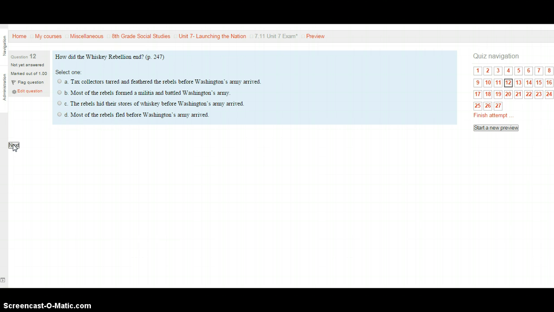Question 12. How did the Whiskey Rebellion end? Page 247. A. Tax collectors tarred and feathered the rebels before Washington's army arrived. B. Most of the rebels formed a militia and battled Washington's army. C. The rebels hid their stores of whiskey before Washington's army arrived. Or D. Most of the rebels fled before Washington's army arrived. So go ahead and go to page 247, find out how the Whiskey Rebellion ended, and whenever you're ready, hit that next button.